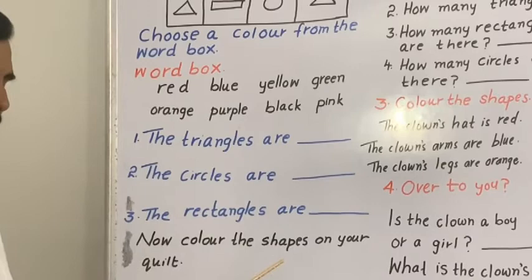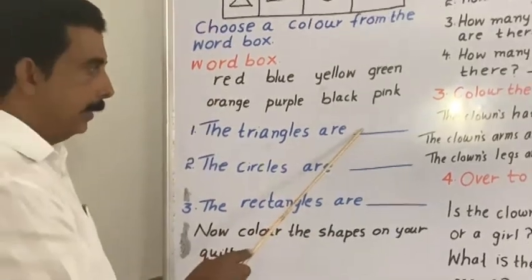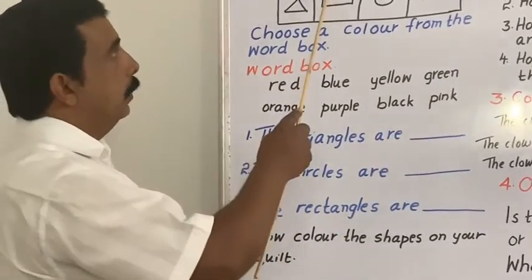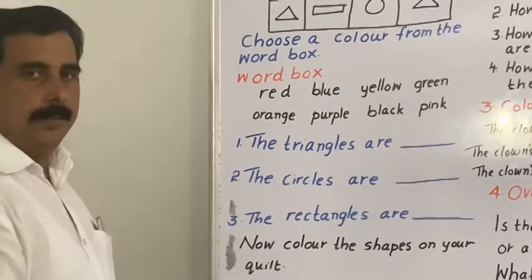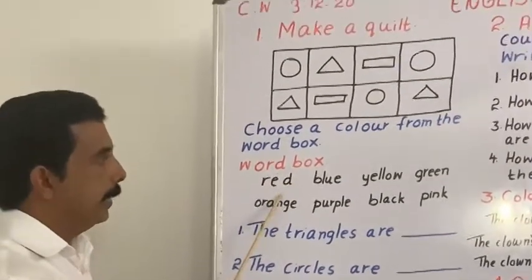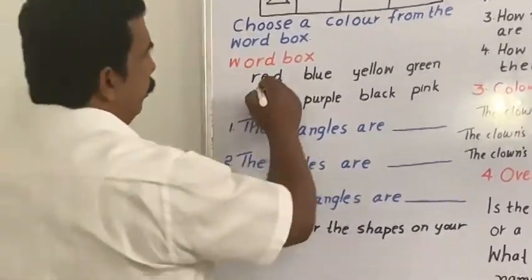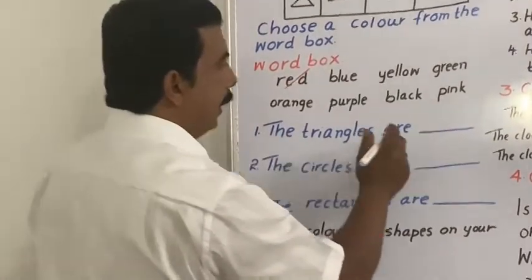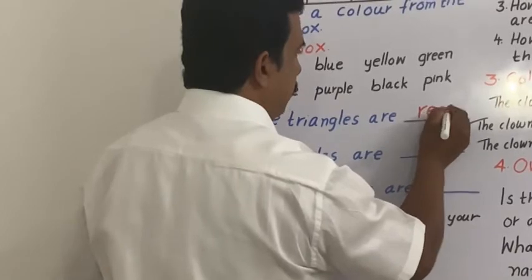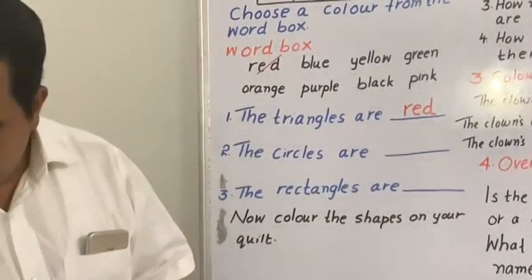First we will write. If you are choosing red, we will write here red. The triangles are, first think about your triangle. 1, 2, 3 triangles. These three triangles are which color? If you are choosing red, just cross red and write the triangles are red in color.